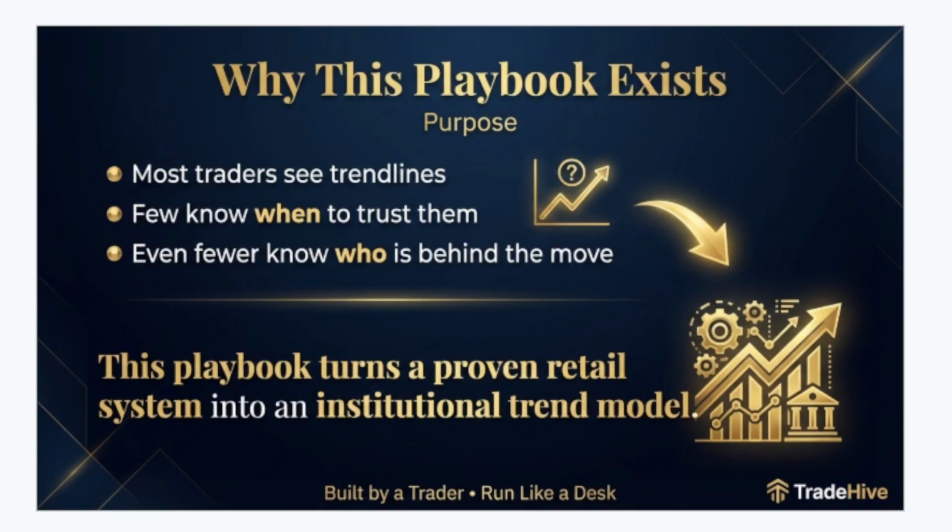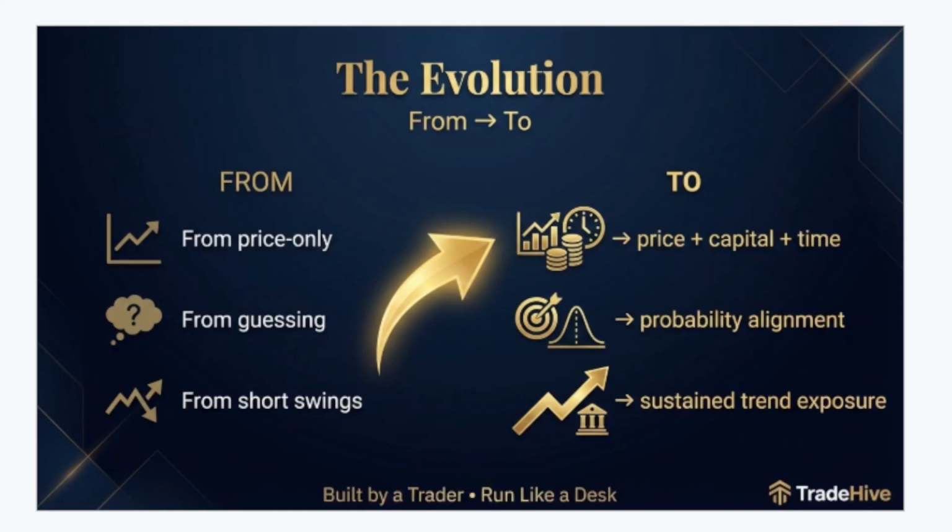The purpose of this playbook is to turn a proven retail system into an institutional trend model. Most traders see trend lines, but few know when to trust them or who is behind the move. The evolution moves from price only to price, plus capital and time. It shifts from guessing to probability alignment, and from short swings to sustained trend exposure.